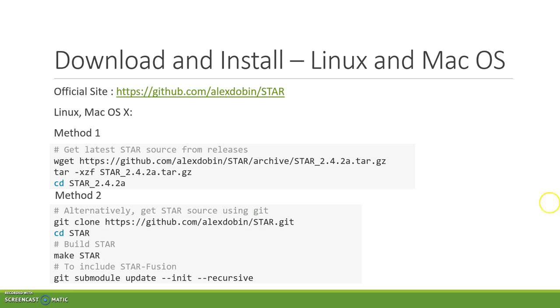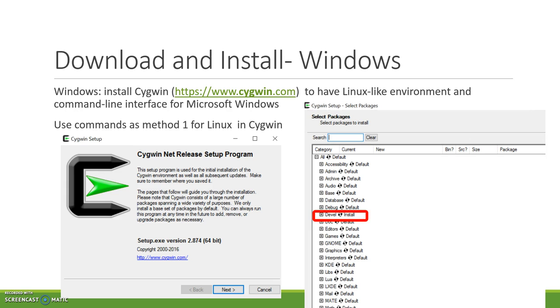Since it's open source software, everyone can download it from the official site. For Linux and Mac users, there are two different methods to download it. For Windows users, it's slightly more tricky. I recommend to first install Cygwin to have a Linux-like environment. And please remember to download the developer package as highlighted in the slide. Then after that, when you run Cygwin, you can just type the command as method 1 in the previous slide, and you will start downloading STAR.